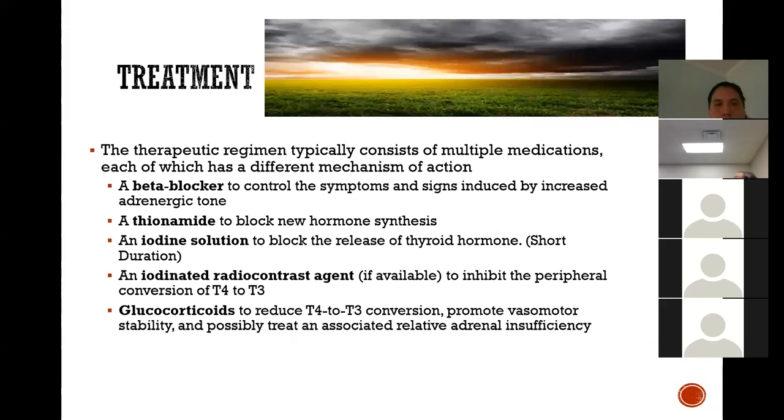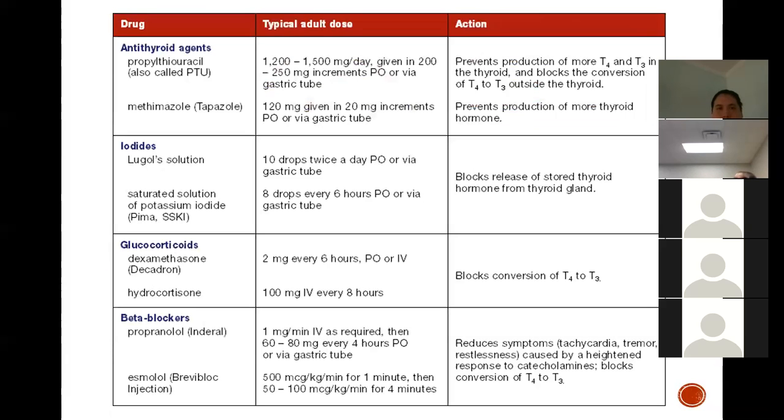These other things on here are typically only used for thyroid storm. Steroids, for example, reduce T4 to T3 conversion, promote vasomotor stability, and also could be used if you thought there could be some degree of adrenal insufficiency in the case for whatever reason. So this is kind of more of an adult thing that I found that goes over some of these medicines. But just to highlight at the top, adults do use PTU as well as methimazole.